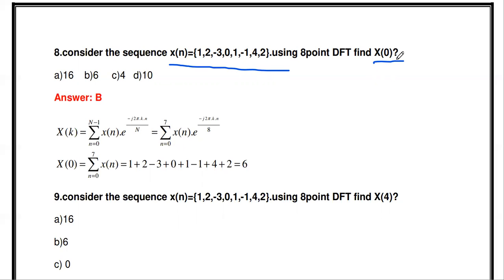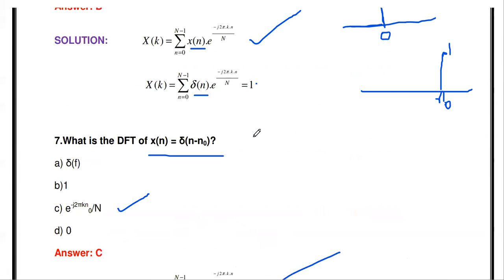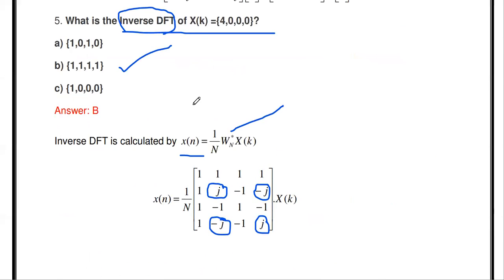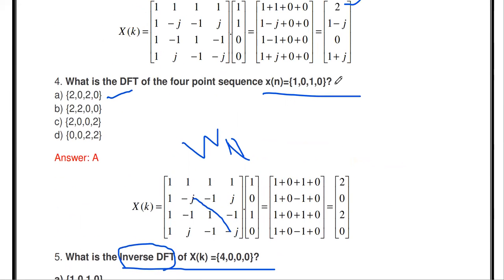So here, using 8-point DFT, find capital X of 0. What is capital X of 0? It is the first answer, the X of k at k equal to 0. The first DFT answer is called X of 0. You see in the previous problem, what is the answer for X of k? 2, 0, 2, 0. So the first answer is X of 0, and X of 0 is nothing but the addition of the x of n values. So 1 plus 0 plus 1 plus 0, so 2, that is the answer.